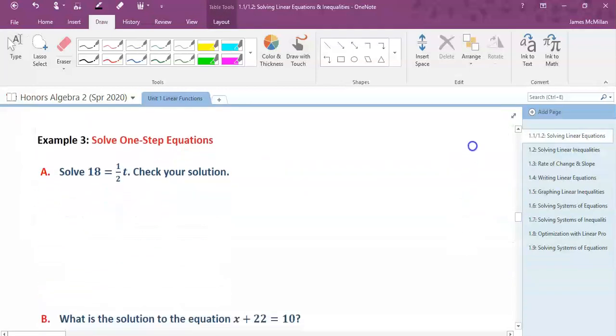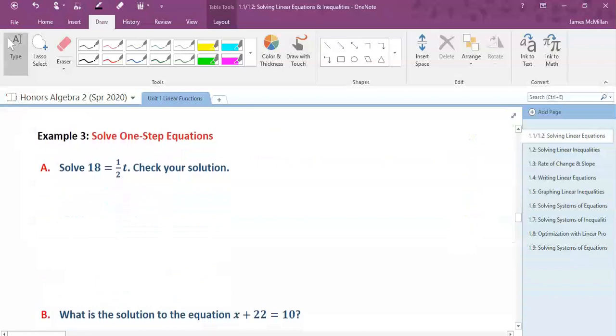Now, when we look at one-step equations, again, I know this is Honors Algebra 2. I know you know how to do this. We're going to talk about it anyways, just to get through it. So 18 is equal to 1/2 t. What are we going to do to both sides to solve for t?